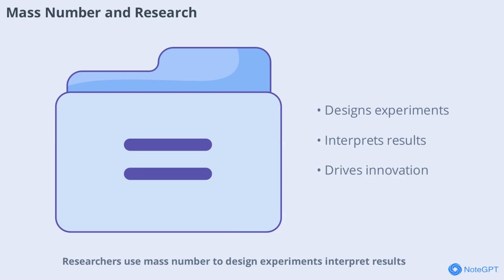Researchers use mass number to design experiments, interpret results, and develop new technologies. Whether in physics, chemistry, or biology, mass number is a foundational concept that supports scientific discovery and innovation.